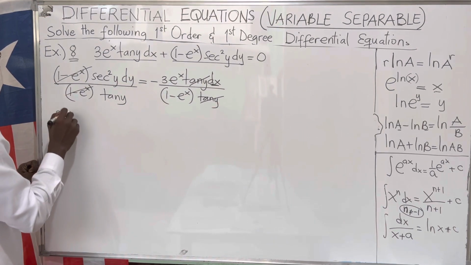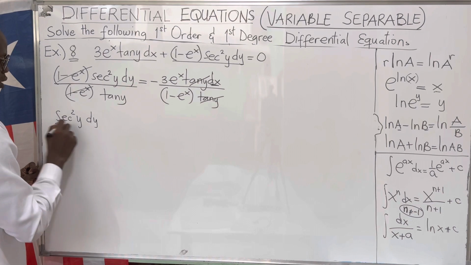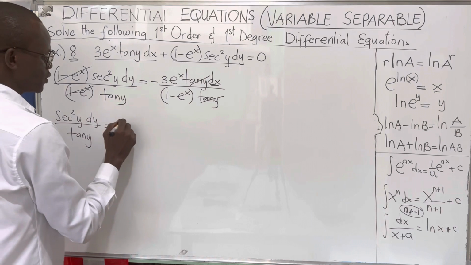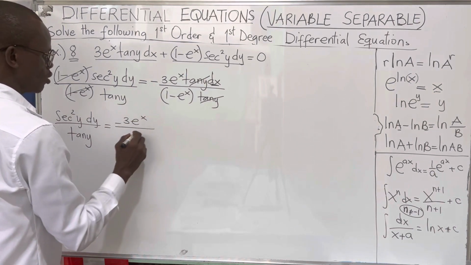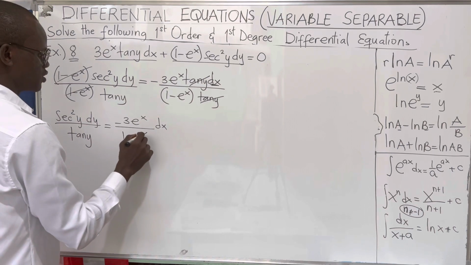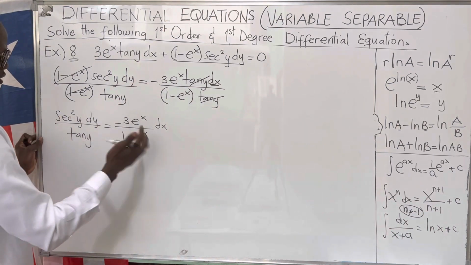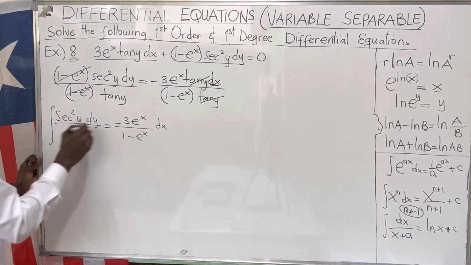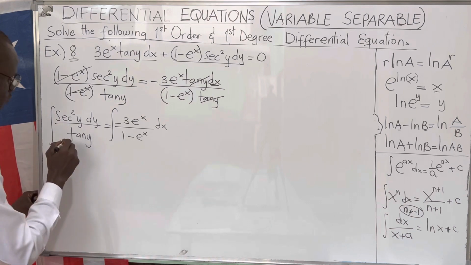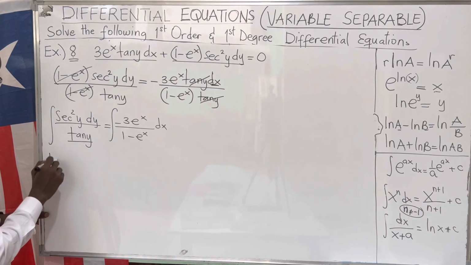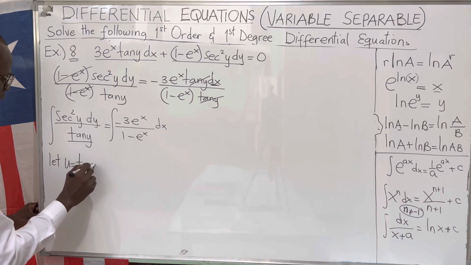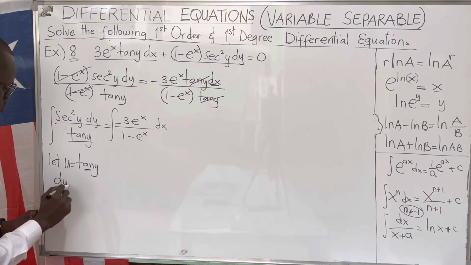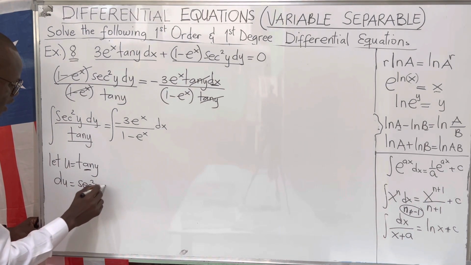So we have now secant square y dy all over tangent of y equals to minus 3 e raised to the power x dx all over 1 minus e raised to the power x. Because now the variables have been separated, all x and all y, we can now integrate both sides to get the general solution. For this, we can apply the u substitution. So we say let u equals to tangent of y, such that if we differentiate tangent of y, we get secant square y. So du now equals to secant square y dy.